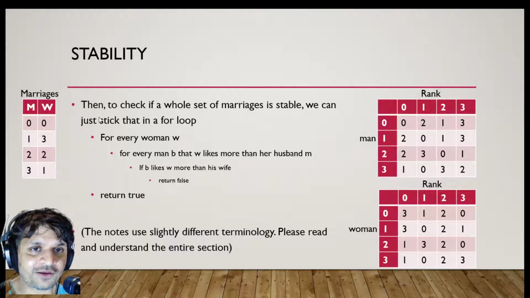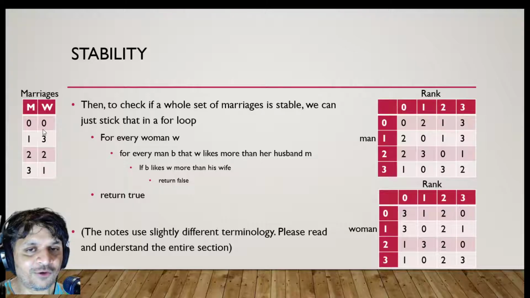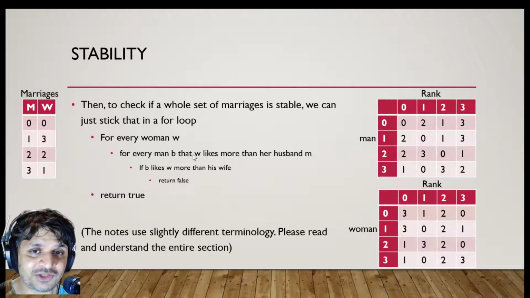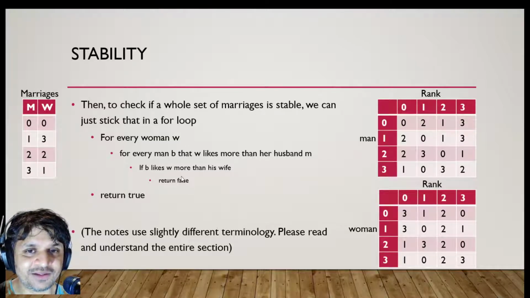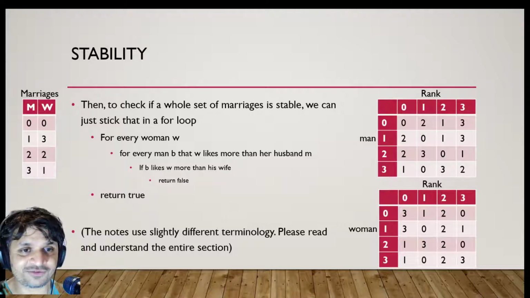Okay, so if I want to check whether a whole set of marriages is stable, not just one partner, all I have to do is stick that logic in a for loop. So now I'm saying for every woman W, so for every woman that exists, then for every man that she likes more than her husband, if that man likes her more than his wife, then return false, meaning the whole set of marriages is unstable. So the set of marriages is only stable if every marriage in it is stable. So as soon as there's one unstable marriage, the whole system kind of collapses because people start running away with each other and it's just chaos.